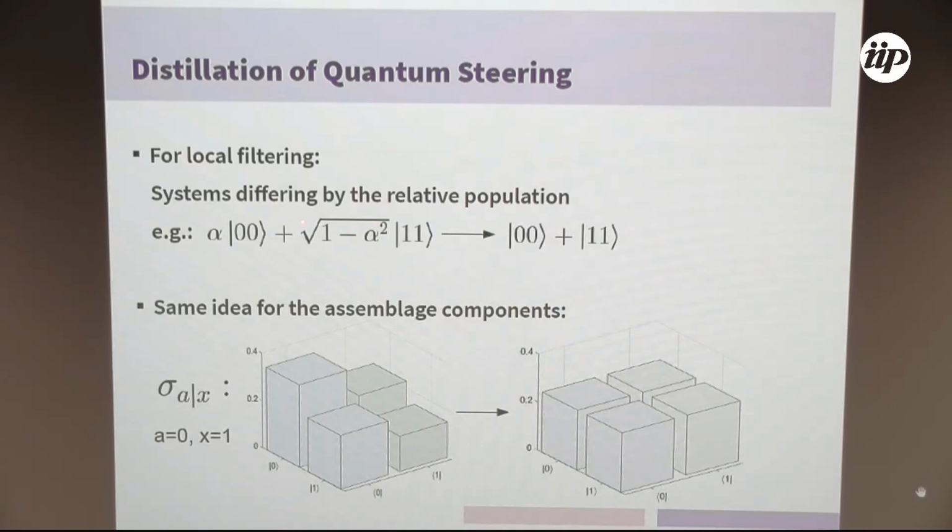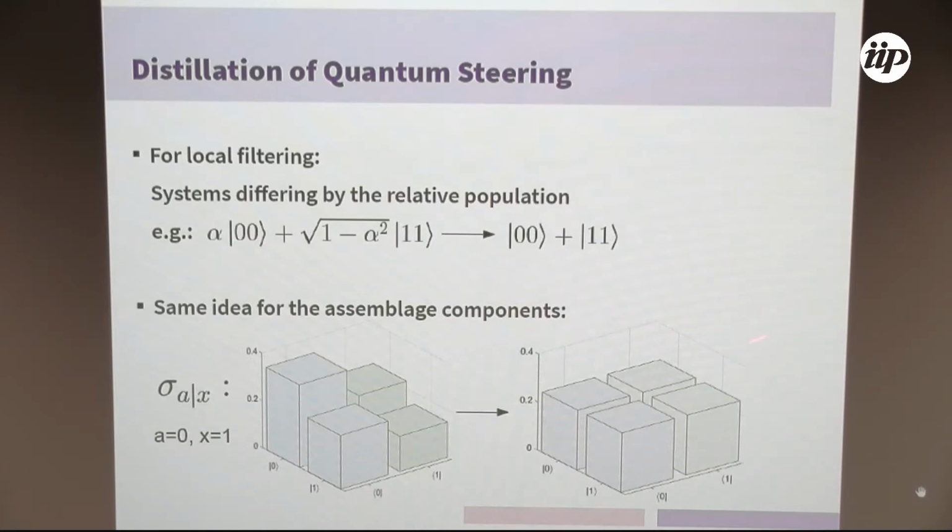So here, in the entanglement case, for instance, we know that this state is maximally entangled when they have the same population on both levels. And on the side, I have a state with a weaker correlation, just by the fact that this state is unbalanced in relation to this one.